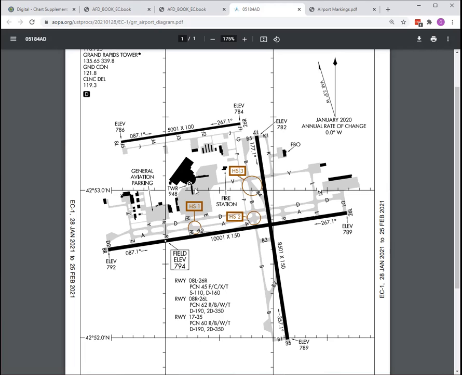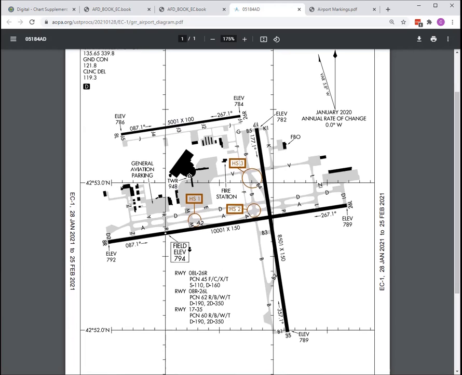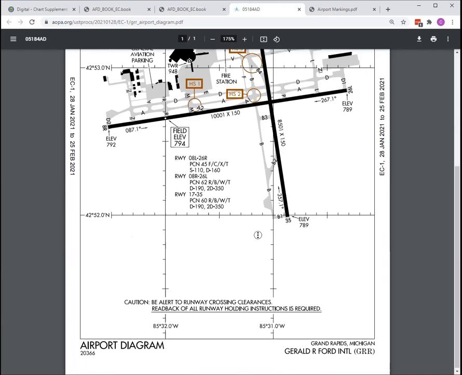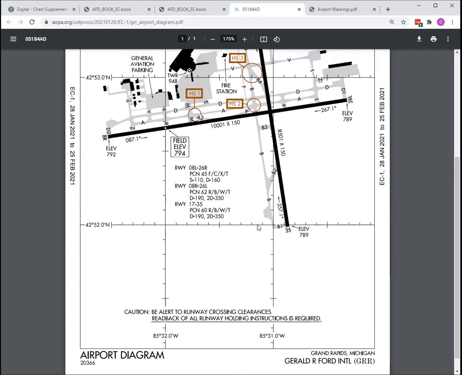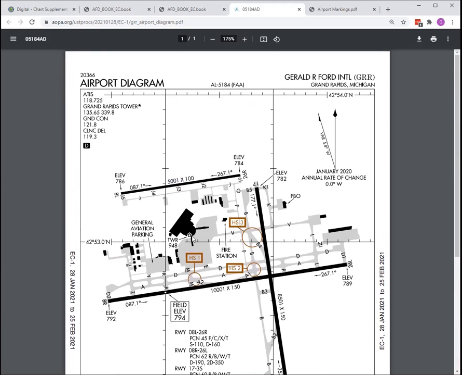Yeah, just like the chart supplements, it also tells you the building locations. It also tells you the tower location and tower elevation. It tells you field elevation. And yeah, so that's pretty much all the information you need to get from one of these.